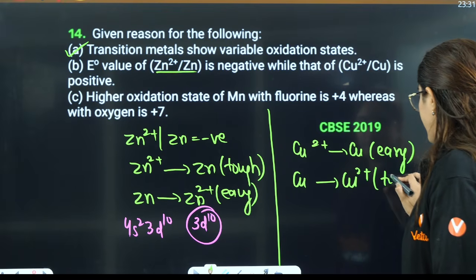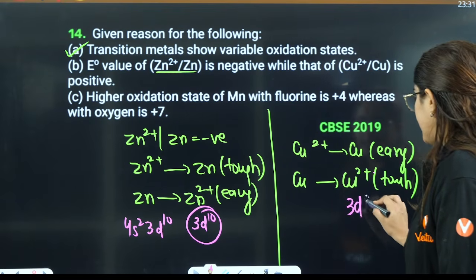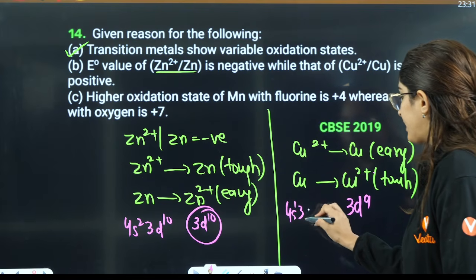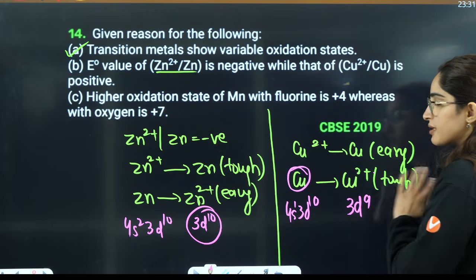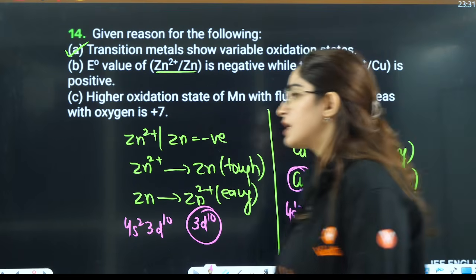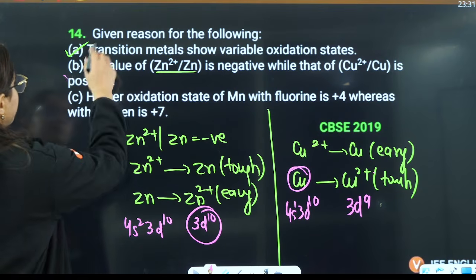It is tough. Why is that tough? Because this is 3d9 and this is 4s1 3d10, so definitely this is more stable. So conversion of this to this is very difficult, right? You just have to see which configuration is easy and accordingly you can answer.